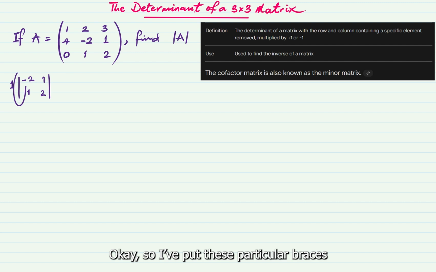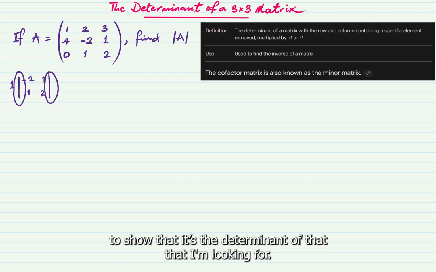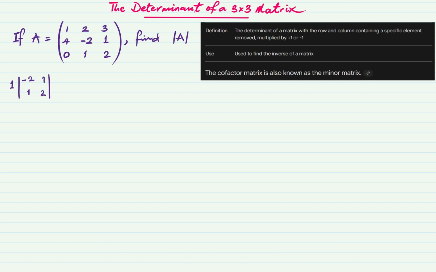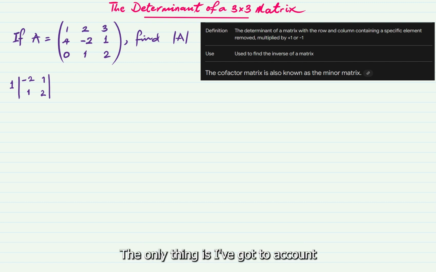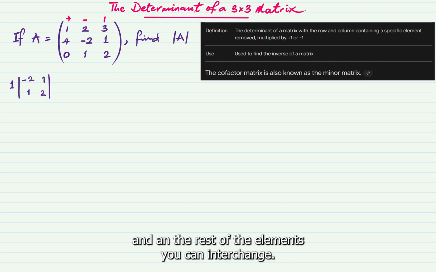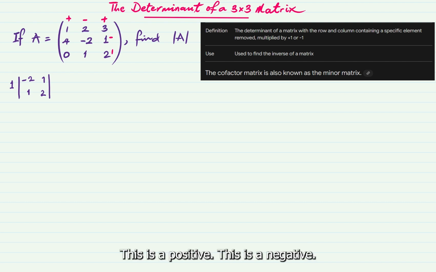Okay, so I've put these particular braces to show that it's the determinant of that I'm looking for. I would explain more on that in a moment. Now, if I go to the next number here, it's going to be 2. The only thing is I have got to account for the sign of the position of where 2 is. So 1 has the position of a positive. The first one always carries positive. 2 has a negative, 3 has a positive, and the rest of the elements you can interchange. This is a negative, this is a positive, this is a negative, this is a positive, this is a negative, and this is a positive. And so I've got to account for that.